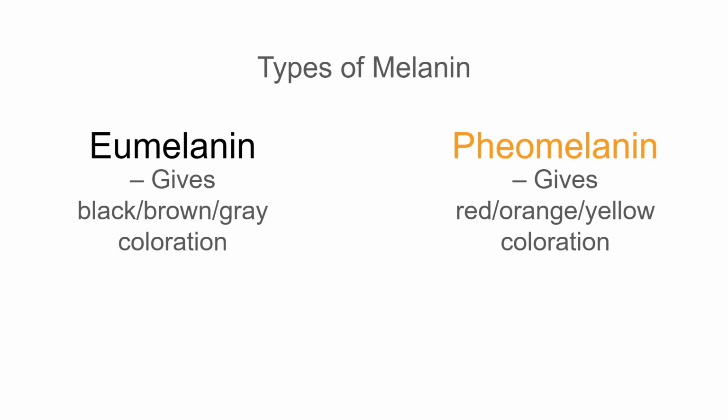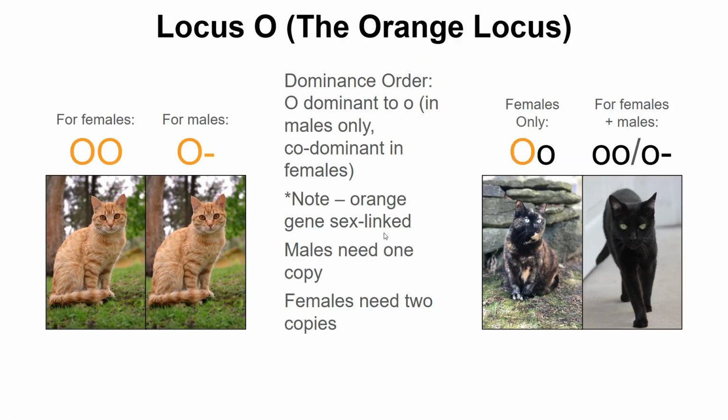Alright, so first of all, in most animal genetics, almost all of them, there's only two main types of melanin, eumelanin and pheomelanin. Eumelanin gives black, brown, and gray coloration, and pheomelanin gives red, orange, and yellow coloration. These can affect skin, fur, feathers even. Normally, pheomelanin tends to be more recessive, but not always, like in cats we're about to see here.